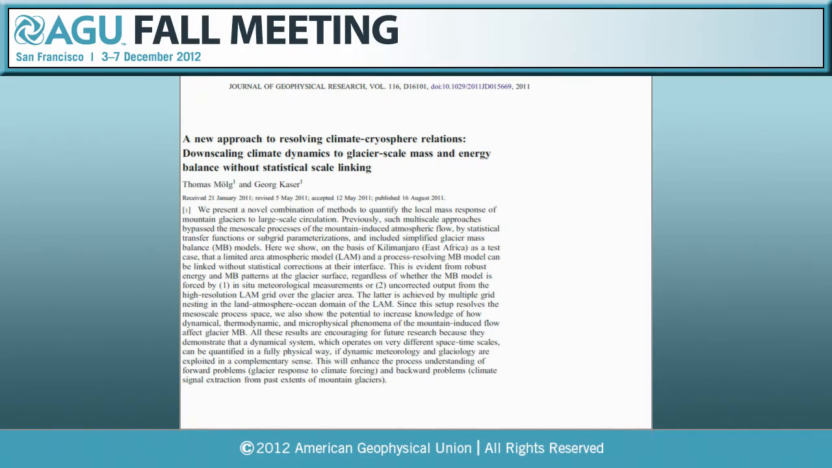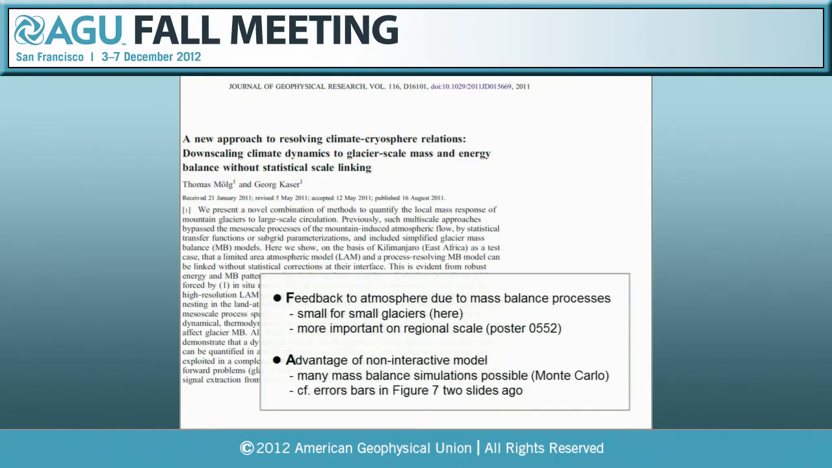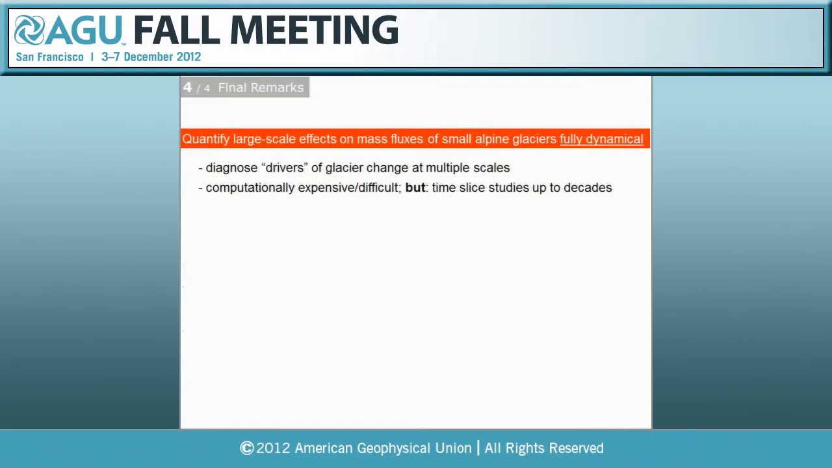Something that we didn't include in this paper and also not in this talk today is the role of the feedbacks to the atmosphere due to mass balance processes. Now, this is certainly negligible for small glaciers, as we saw here, but it appears to be more important on the regional scale, and there is a poster on this topic today in the cryosphere area by Emily Collier. However, the advantage of the non-interactive model is that you can do many mass balance simulations by Monte Carlo approaches, and this is also the reason why you saw error bars in figure 7 two slides ago, because we just ran the mass balance model 1,000 times. Both aspects deserve consideration for future studies, but for now, I'd like to make some final remarks.